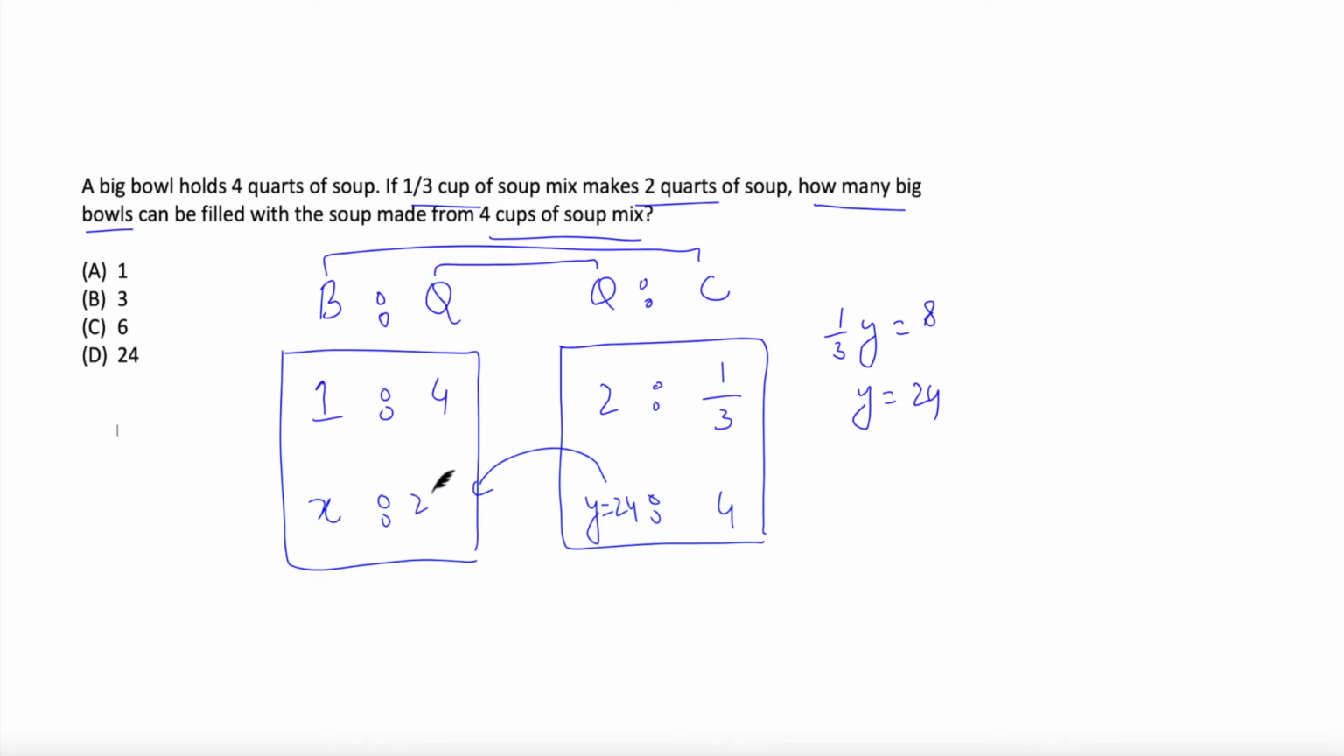Very simple. Now you do the math again, do the cross multiplication. What do you get? 4x equals 24 and x equals 6. Hence, 6 bowls can be filled with the soup made from 24 quarts or 4 cups. It's exactly the same thing. 4 cups equals 24 quarts. This is something you need to remember.